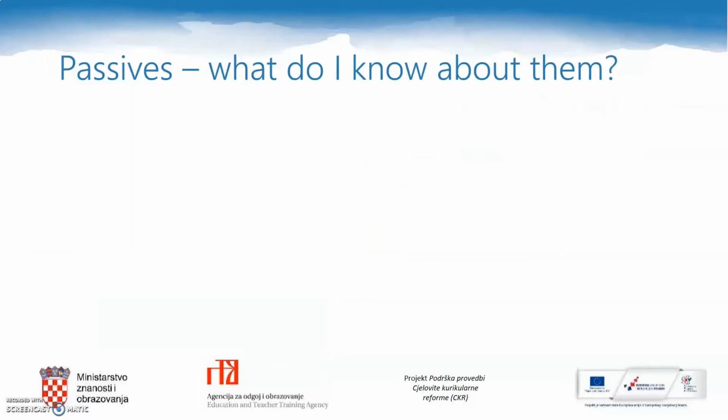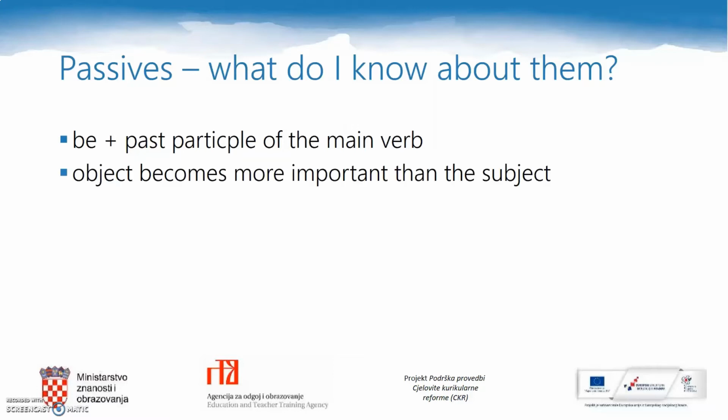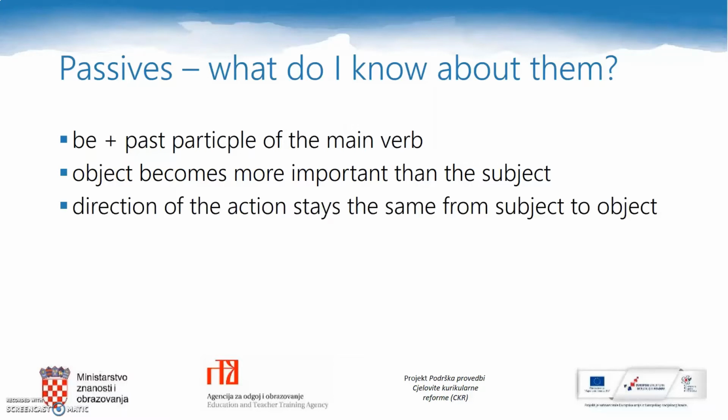The other thing we talked about last time were passives. What do I know about them? Be plus participle of the main verb. This is how we form the passive. So be plus past participle. What else do you know about passives? The object becomes more important than the subject. Direction of the action stays the same from subject to object.